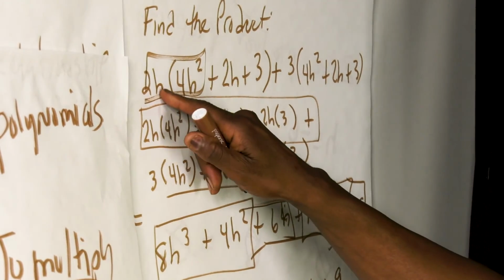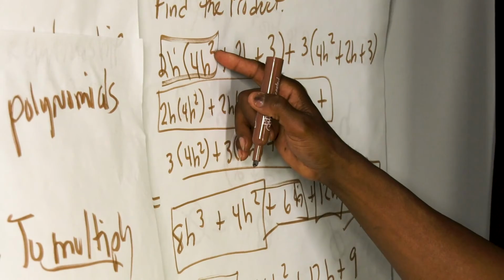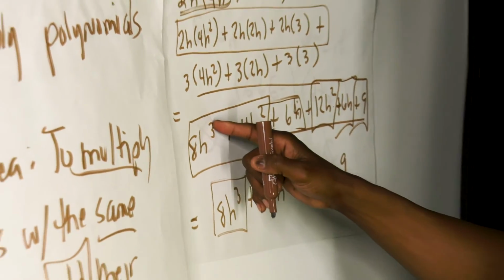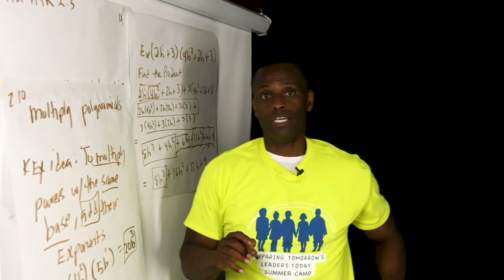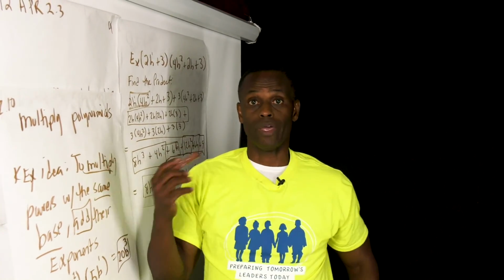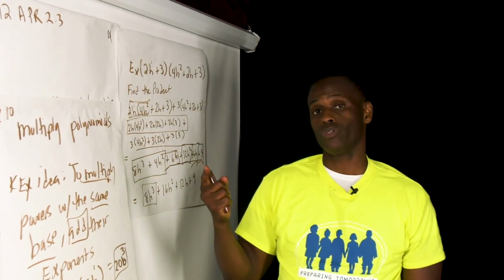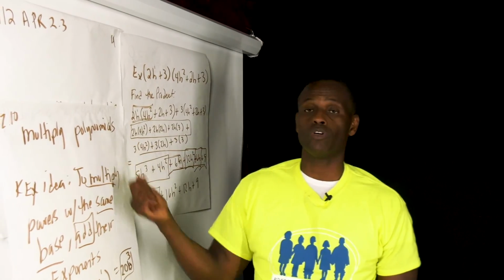So here, the base is h, so this ends up being 8h cubed. So remember that process. It's a technical step that once you get in the pattern of using it, you'll recognize it the more you do it. So that's the key idea we want to focus on, multiplying polynomials.